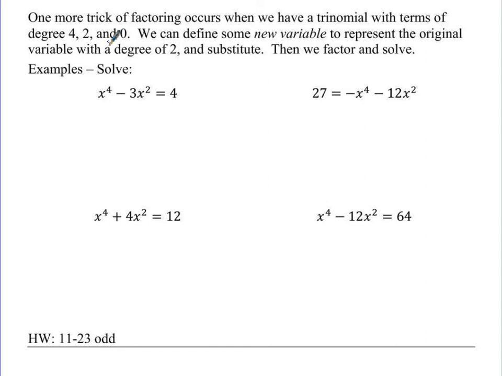How many solutions would I be expecting on this problem? 4. I need 4 solutions. So what I can do is, first of all, move everything over so that I have equals 0. So x to the 4th minus 3x squared minus 4 equals 0. I don't know how to factor a trinomial with a degree of 4. But I do know how to factor a trinomial with a degree of 2. So what I'm going to do is I'm going to say I'm defining some new variable here, let u equal x squared.